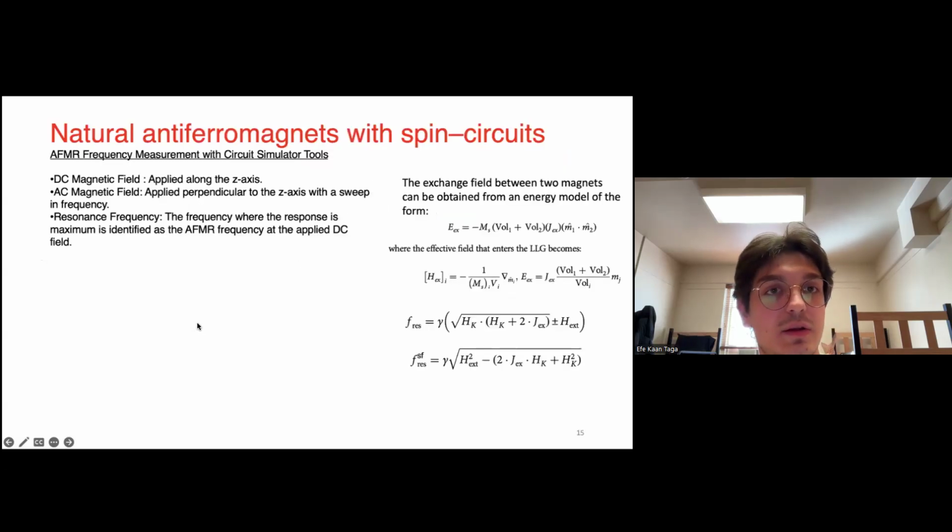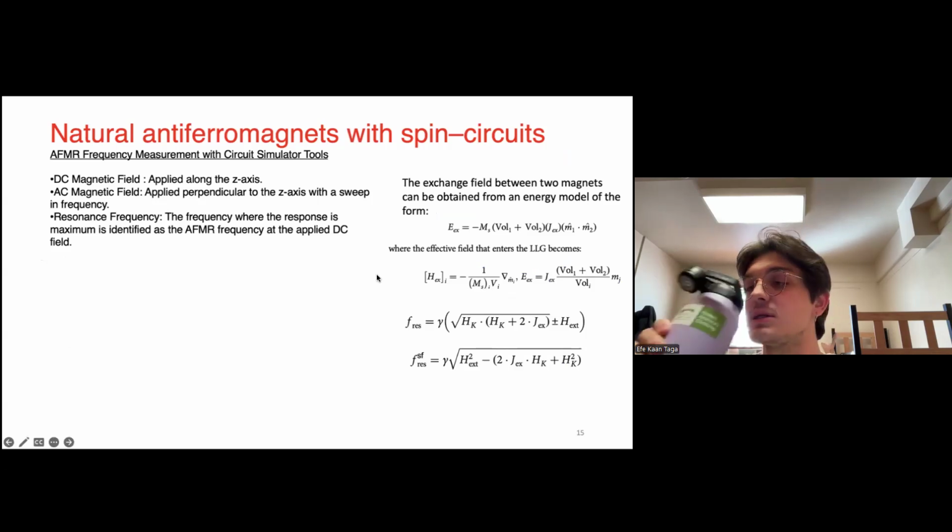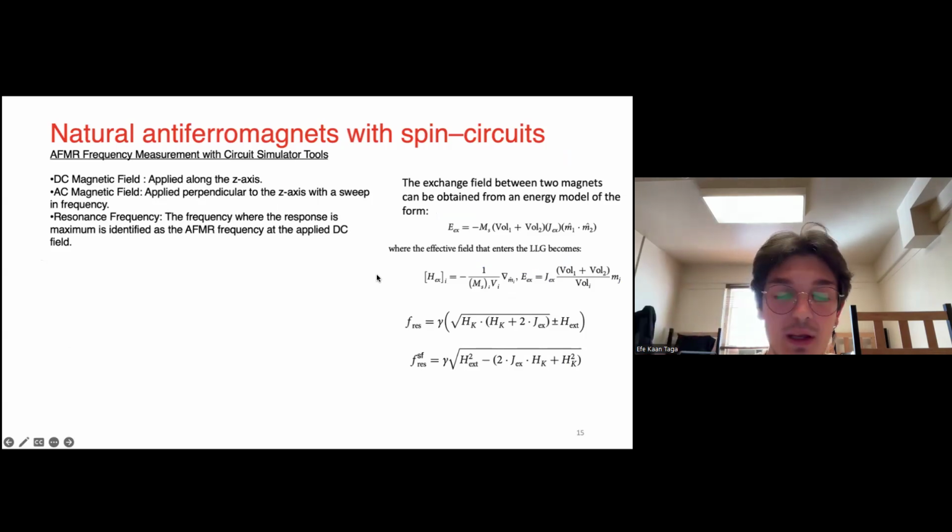And natural antiferromagnets with spin circuits. In the study of the magnetization dynamics, the monodomain approximation is commonly assumed, simplifying the analysis by treating each domain as uniformly magnetized. A question arises here. Can spin circuit models be constructed to incorporate coupled magnetization? And the answer is yes. The authors answer this question by studying natural antiferromagnets.